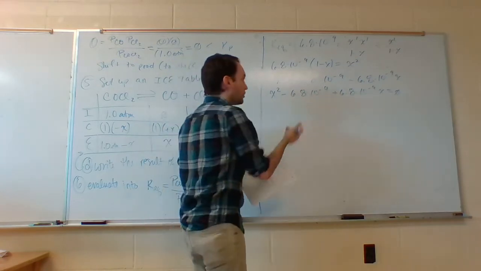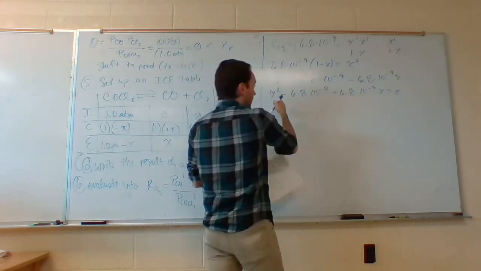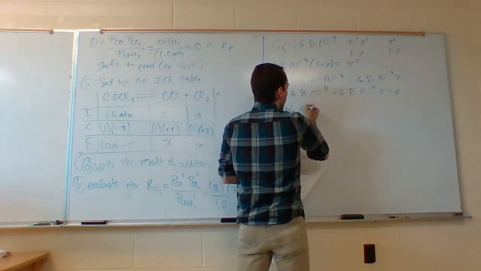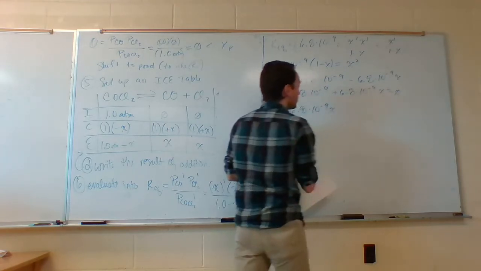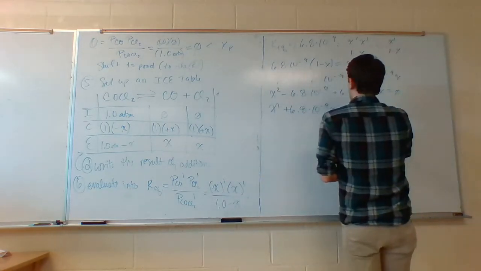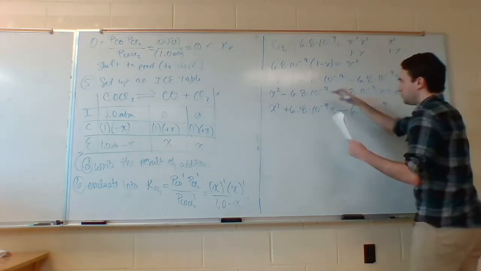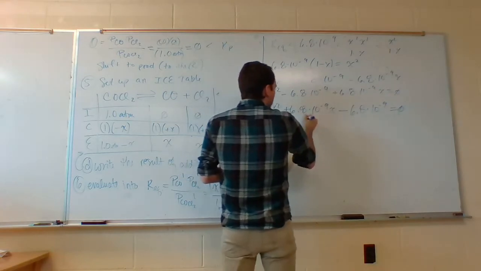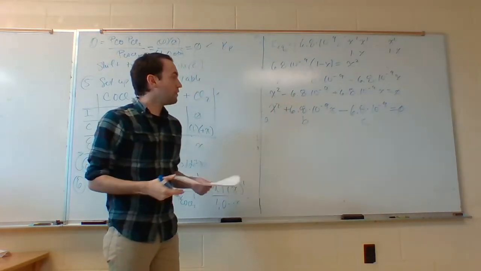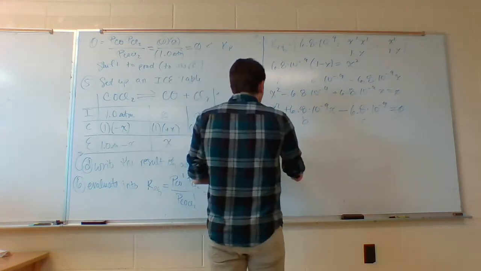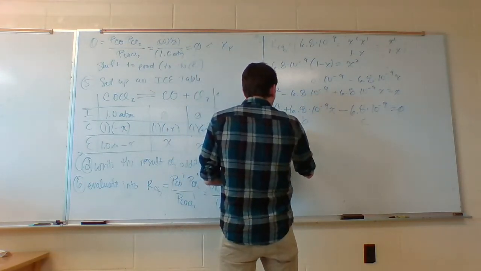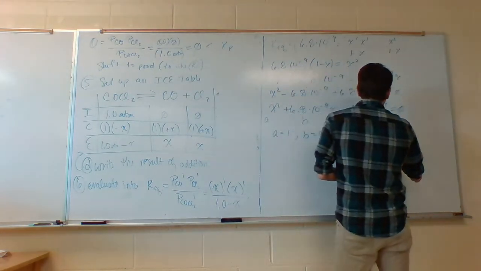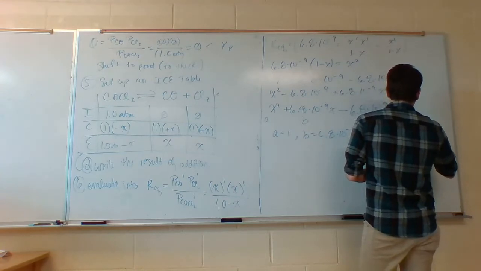Okay? Now, if I reorder this in orders of decreasing powers of x, that's x squared, that's x to the first, that's x to the 0, then I will have x squared plus 6.8 times 10 to the negative 9 x minus 6.8 times 10 to the negative 9. All I'm doing is rearranging it, is equal to 0. That means that I have a, b, and c. That quadratic equation is going to come in handy for y'all. I know that a is equal to 1, b is equal to 6.8 times 10 to the negative 9, c is equal to negative 6.8 times 10 to the negative 9.